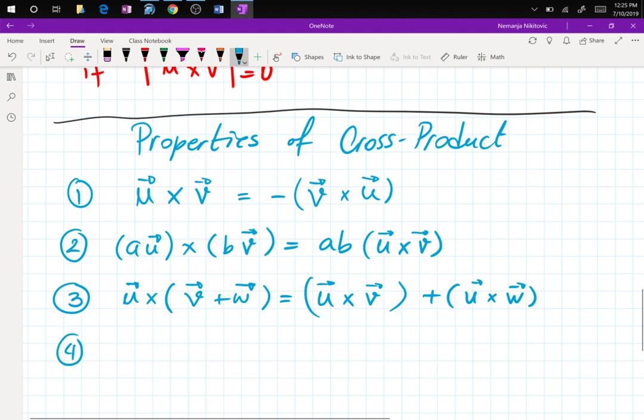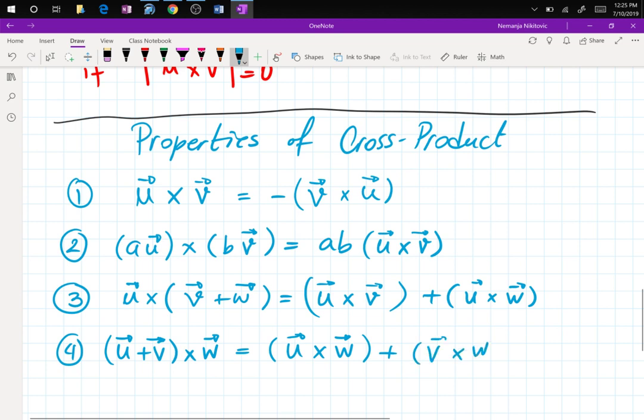And another distributive property: (u plus v) cross w is going to be u cross w plus v cross w. Now you might be wondering why you have number 4, which pretty much is the same as number 3. Well, it's not, because remember, it's not commutative, so you cannot assume that swapping these two will give you the same result.